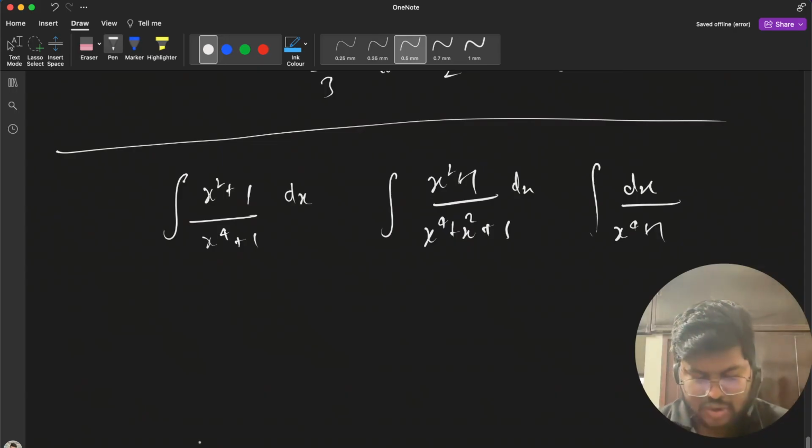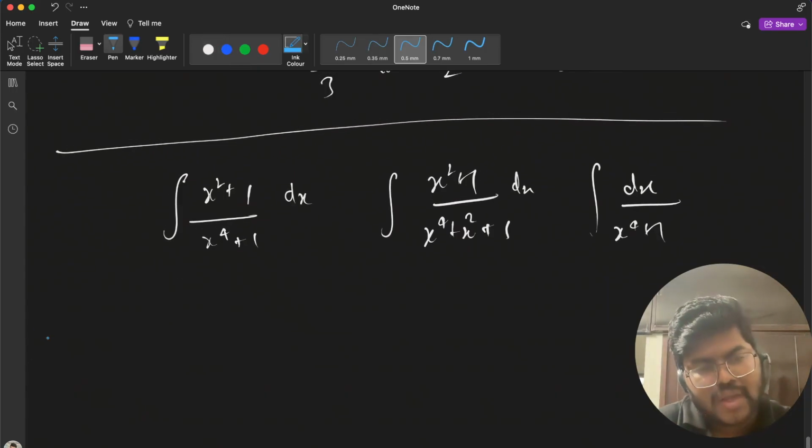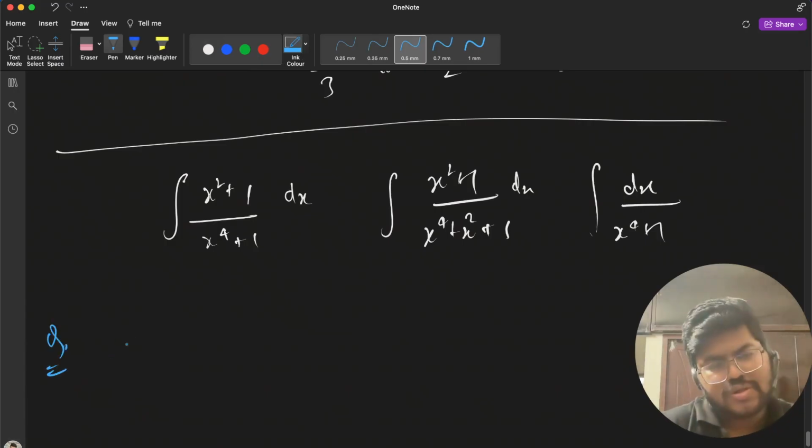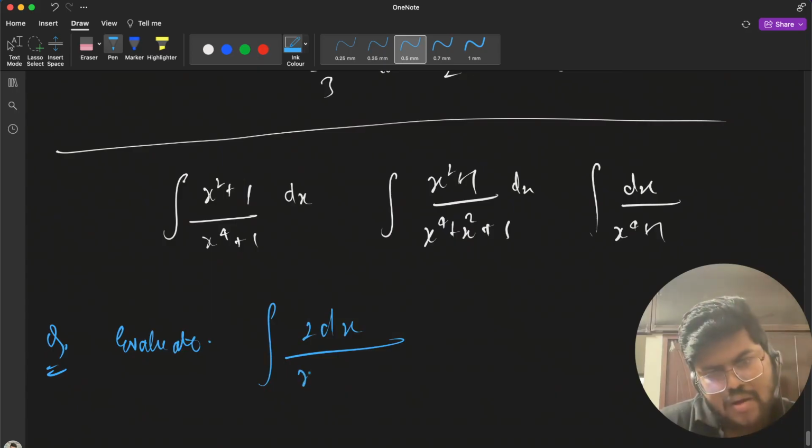So in this case, what we have to do is first divide the numerator and denominator by x square, then express the numerator as a function of x plus or minus 1 by x, and the denominator as a function of x plus or minus 1 by x, right? So in this way we have to solve. Let us see one example for the same. Suppose we have the question: evaluate 2 dx divided by x to the 4 plus 1.